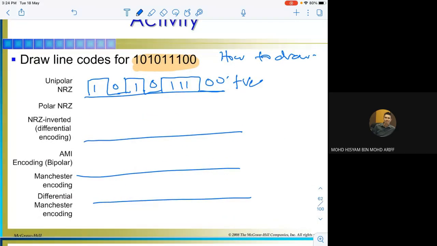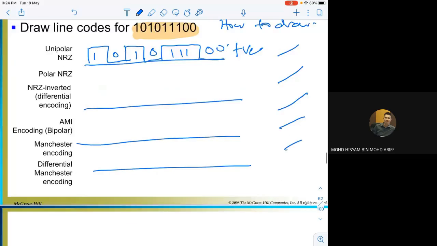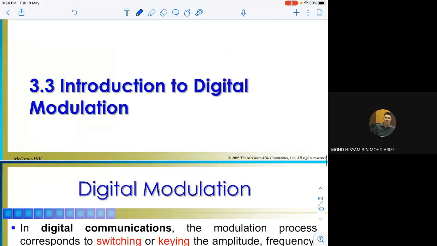So basically your quiz is like this. I give you the bit stream from the PCM and then you draw polar return to zero, non-return to zero, AMI and so on. So please after this try to do this example. We discuss next class. Okay.